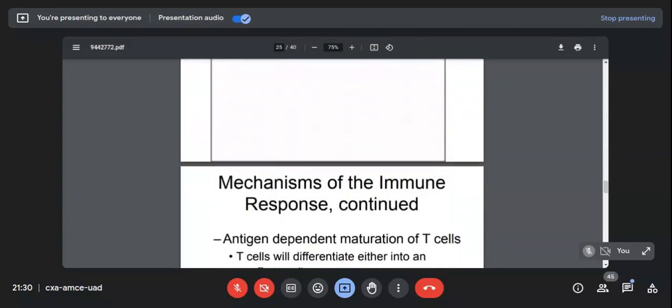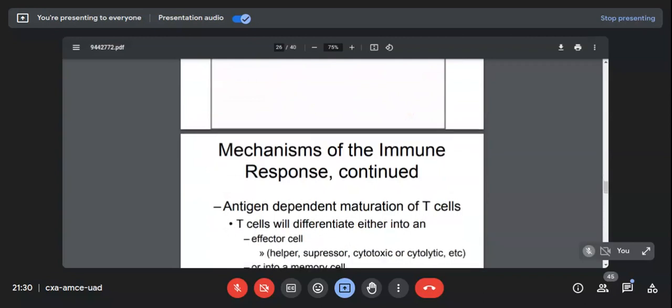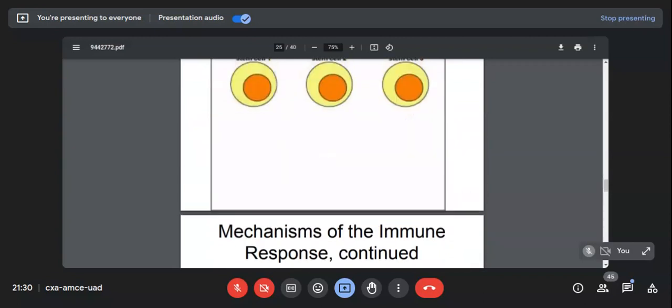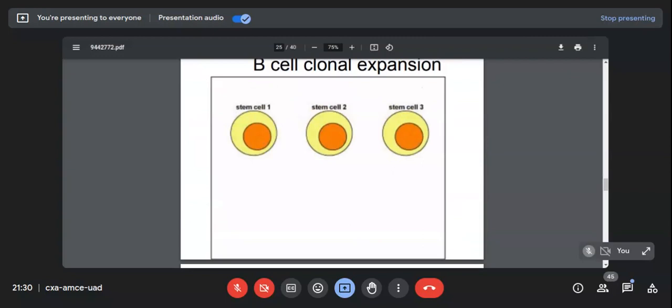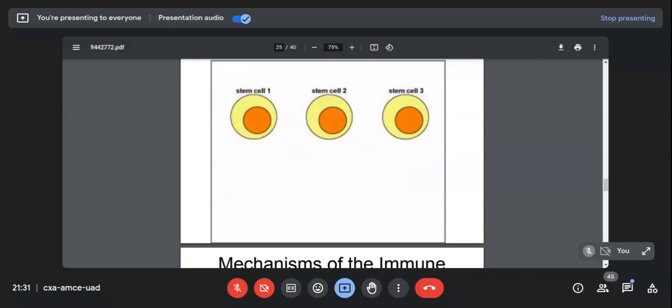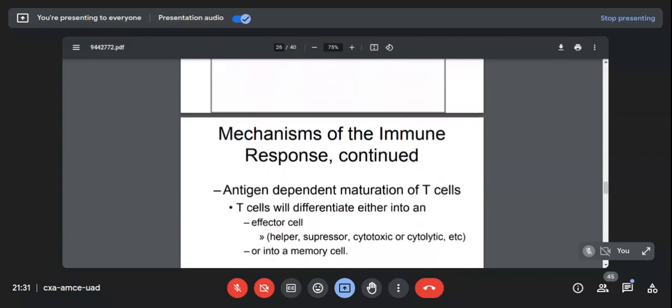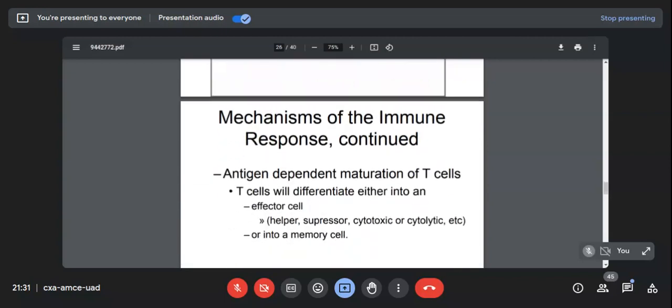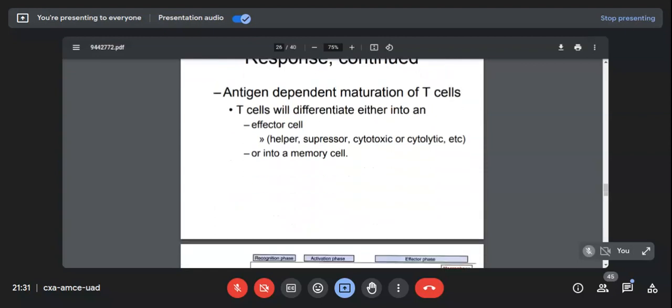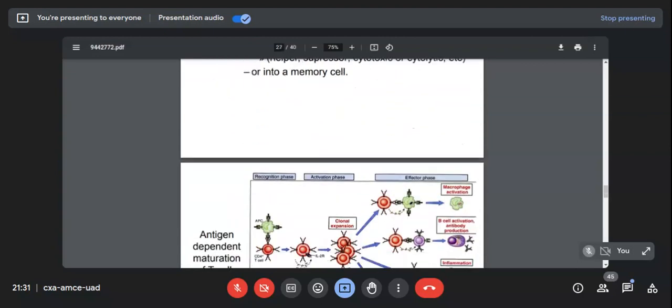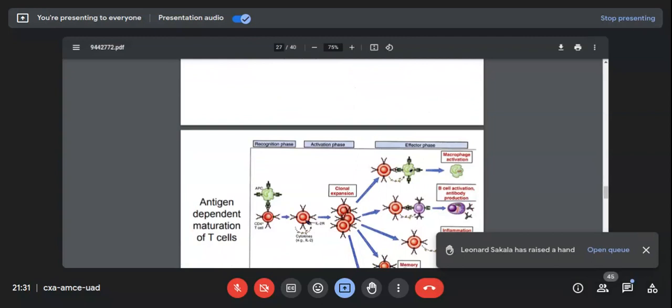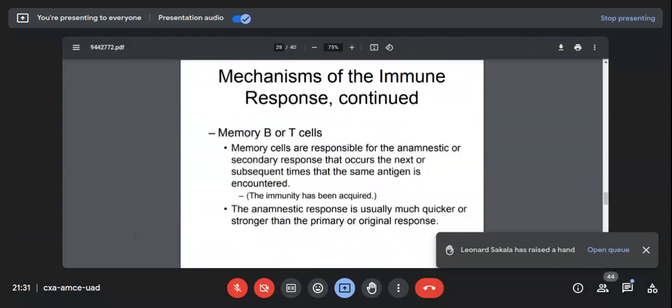Okay, any other questions? I think we'll end right here. Any other questions? Any questions so far for me? So that's the main concept you should take note of under B cell and T cell maturation. Yes, Doc Sakara. What about the natural killer cell?